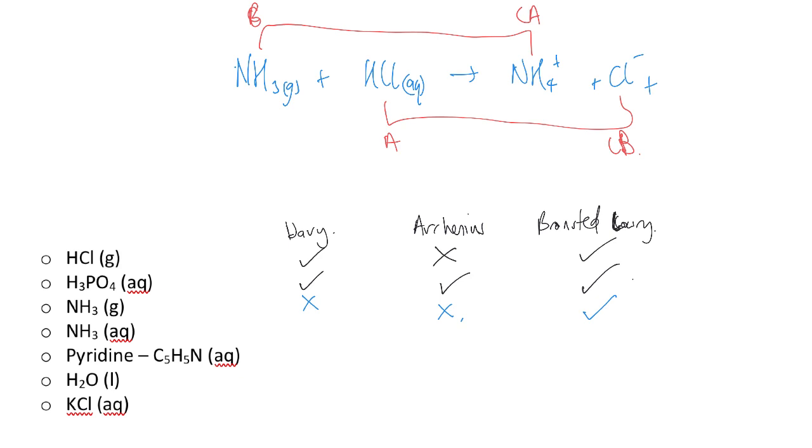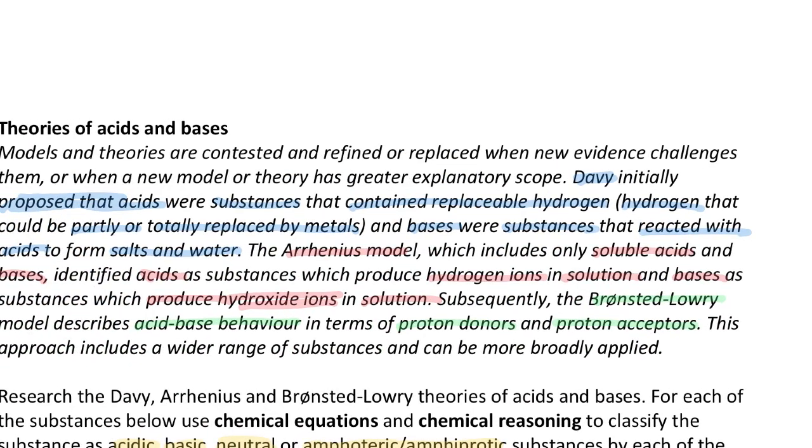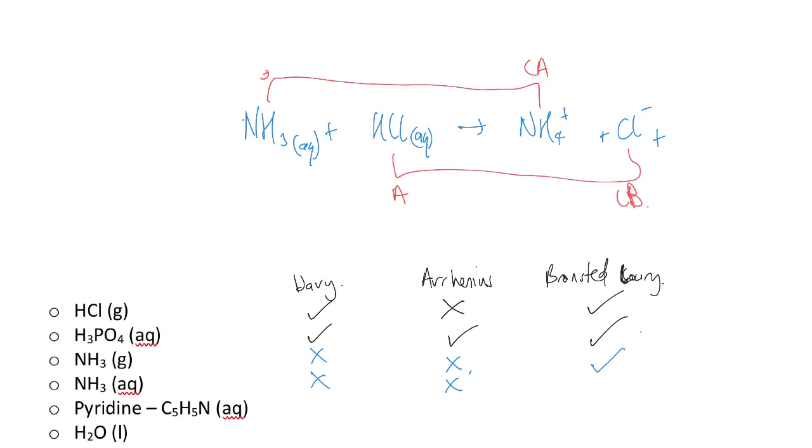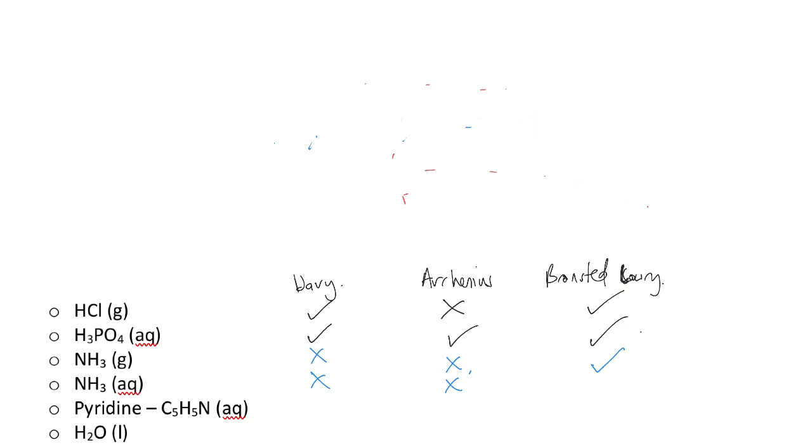However, if we were to deal with this as NH3 aqueous, okay, then again, it still wouldn't act as a Davy base. It still wouldn't act as an Arrhenius base because Arrhenius bases make OH minus ions, or provide OH minus ions, right? Which produce hydroxide ions in solution. Actually, it does, but it's a bit hard to see how it does so, right? So NH3 does actually produce OH minus ions in solution, but it does so only by reacting with water.